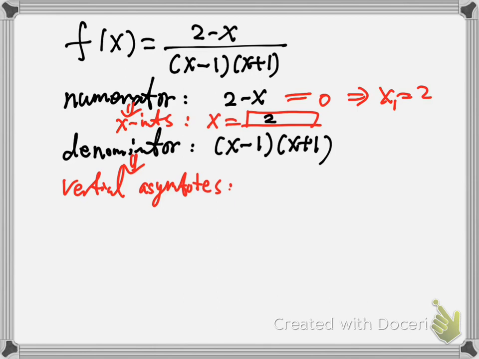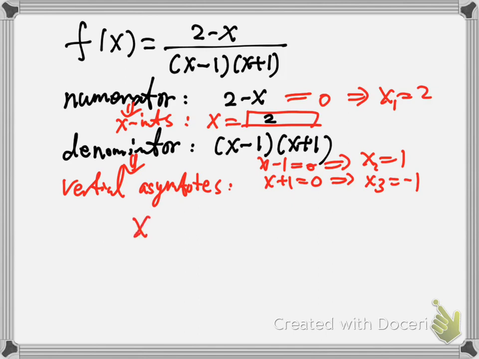Okay, so this is 0, x minus 1 is 0, implies x is 1, so x2. And x plus 1 is 0, implies x3 is -1. Okay, so these two zeros from the denominator, they are vertical asymptotes. They are not x-intercepts. So vertical asymptotes, x is the answer box. So we have two numbers, 1 and -1.